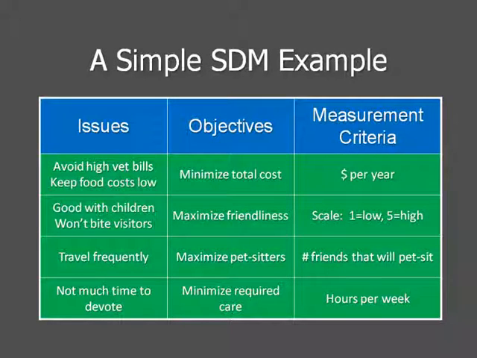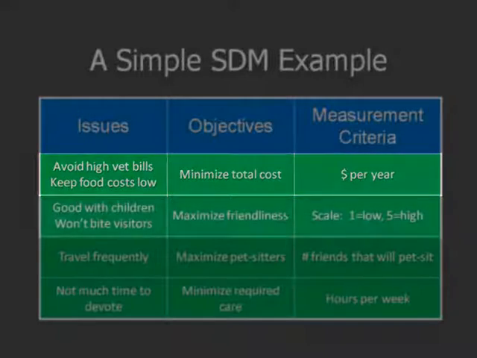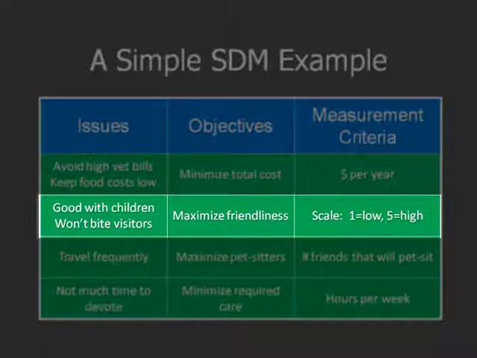It might look like this. Well, the concern about avoiding high vet bills and keeping food costs low, I can more simply state as: I want to minimize the total cost of owning a pet over time. I might measure that in terms of dollars of expected cost per year. A couple of other issues that I had were pretty closely related. I wanted the pet that I chose to be good with children and not to bite visitors. So I want to maximize the friendliness of the pet that I choose.